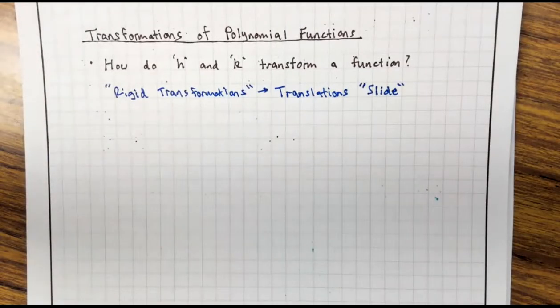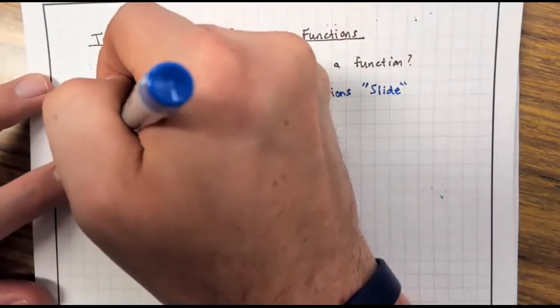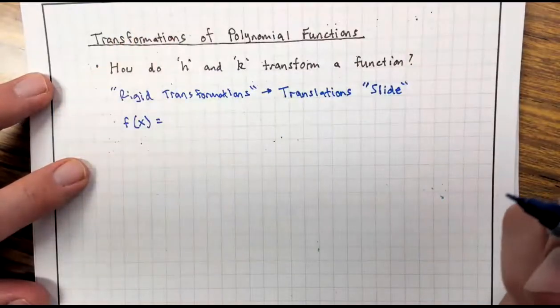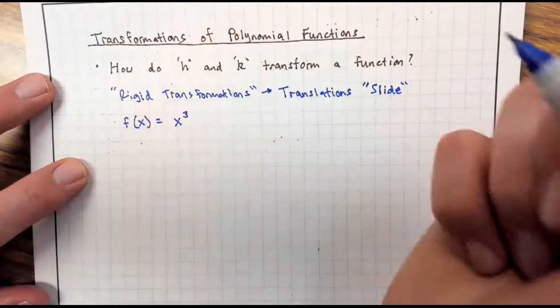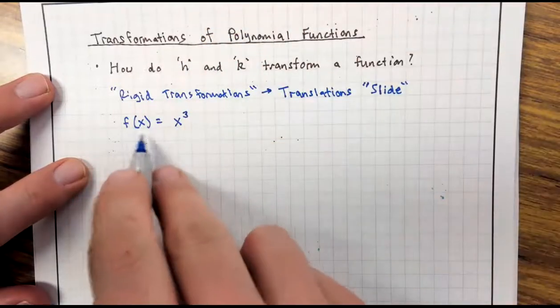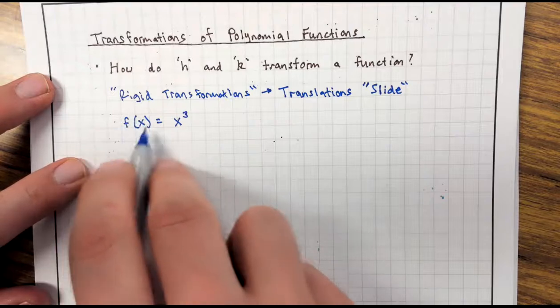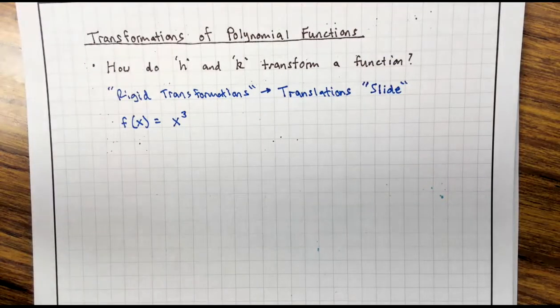Now, for polynomial functions, if I have one that's called f of x equals, and we'll just go with something really basic for now, f of x equals x cubed. Transformation form is taking this function and moving it around. We're going to transform f of x. So here is what transformation form looks like.